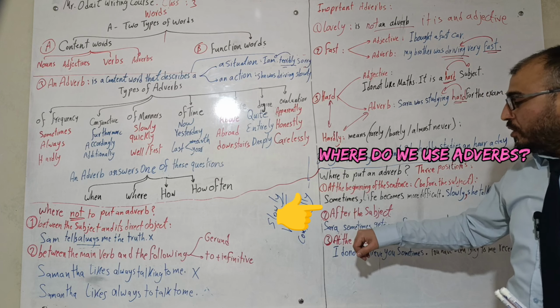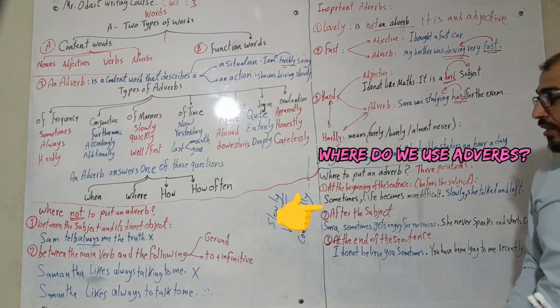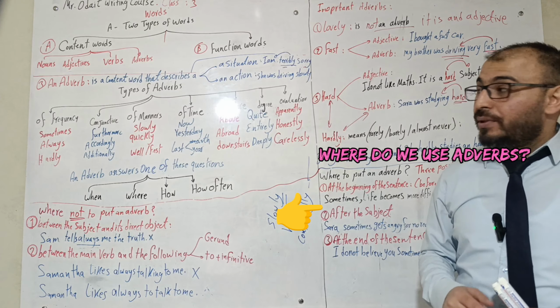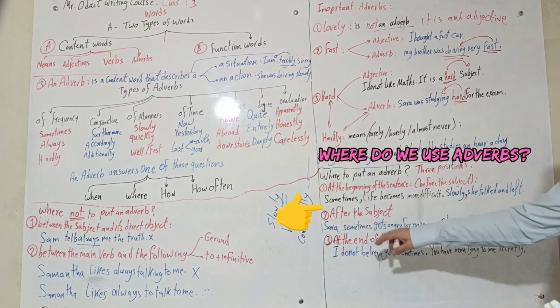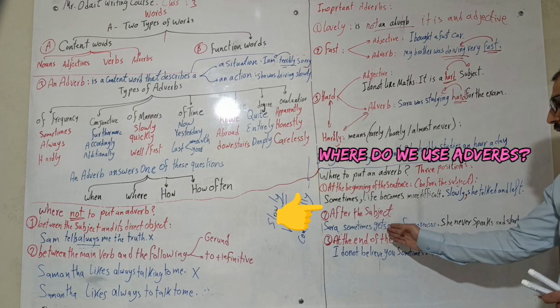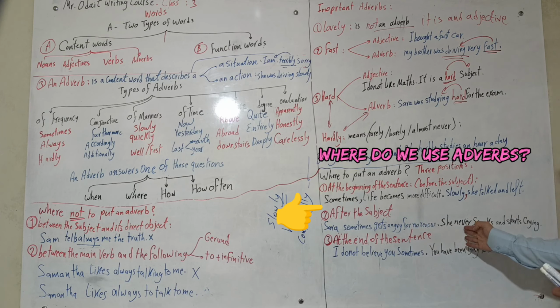Another position here, my friend, is after the subject, which is preferable for a lot of frequency adverbs. In here we say Sarah sometimes, Sarah often, Sarah always gets angry for no reason, she never speaks and starts crying.